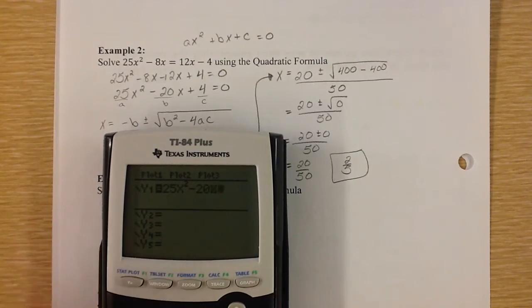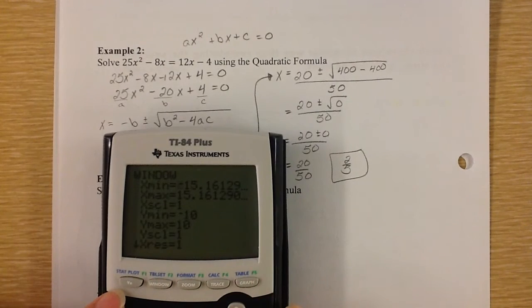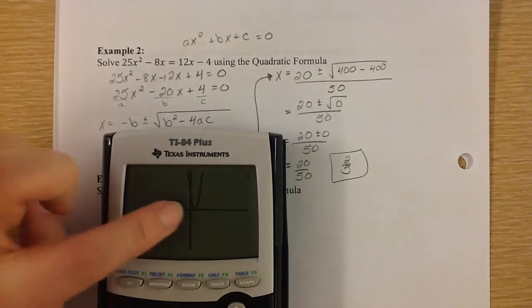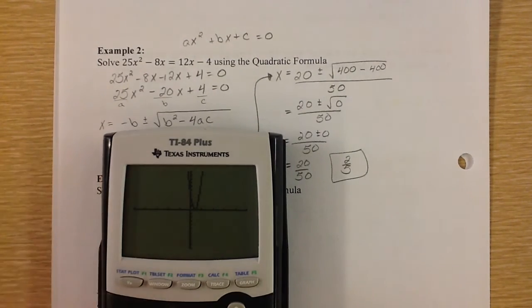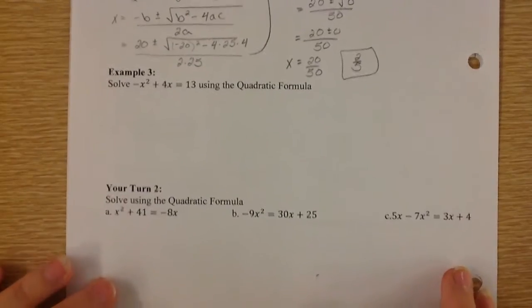Minus 20x plus 4. Let's go ahead and graph it. Trace. 2/5. Yep, and it looks like that's the only one. If we change our window, let's go negative 5 to 5. Zoom in a little. Yep, we can see that it only touches right there. That's it. So my solution is just plain old 2/5. All right, let's go ahead and do another one.